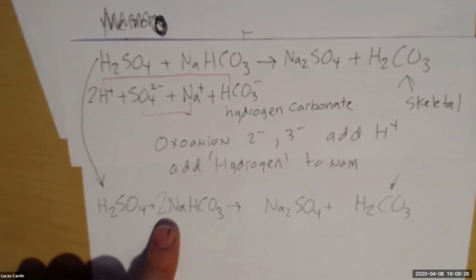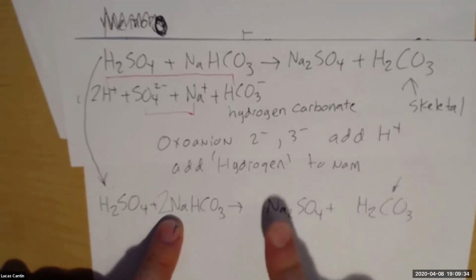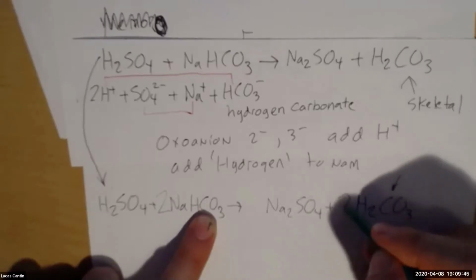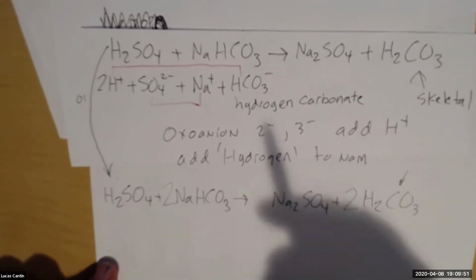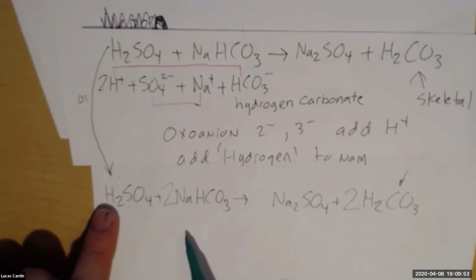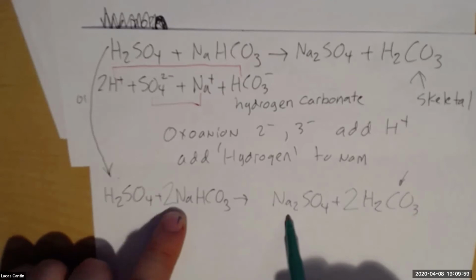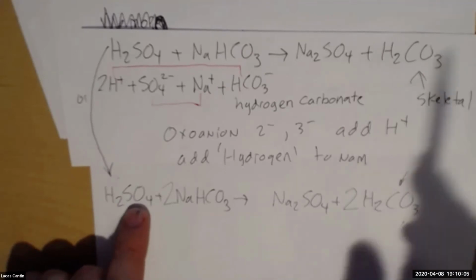Let's see. I have 1 sulfate, 1 sulfate, 2 sodiums, 2 sodiums. How many carbonates are here? 2. Yeah. How many are over here? 1. Uh-oh. Before I go messing around with the hydrogens, let's balance the carbonates. So I get 2 sodiums, 2 sodiums, 2 carbonates, 2 carbonates, 1 sulfate, 1 sulfate. Yeah, so it's time to do hydrogens.